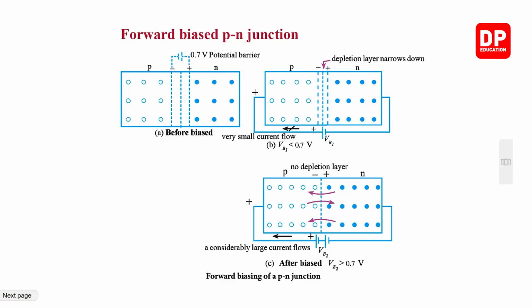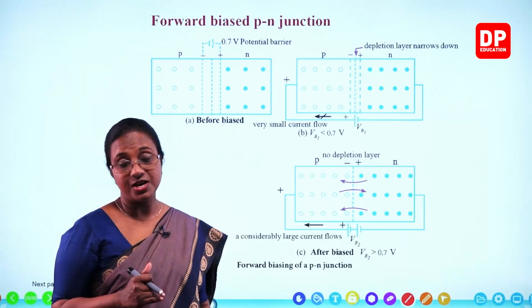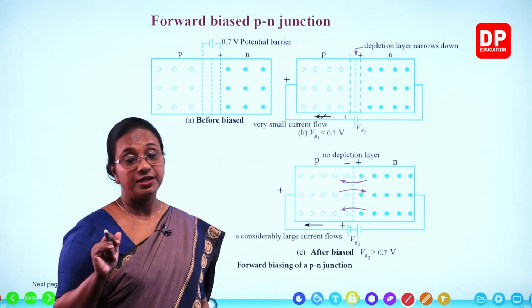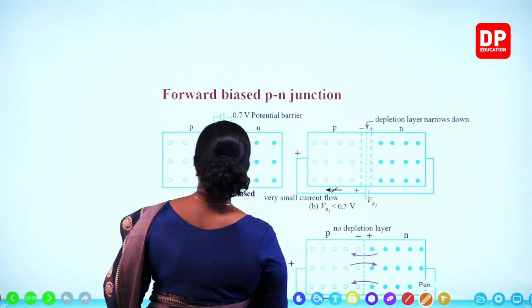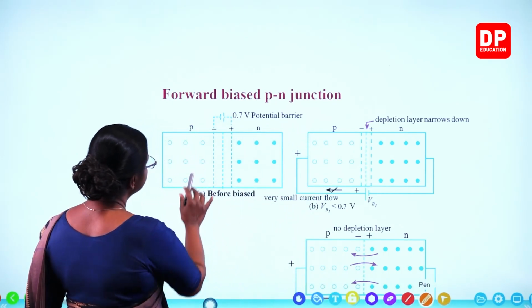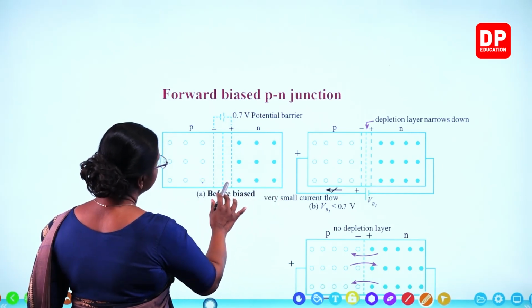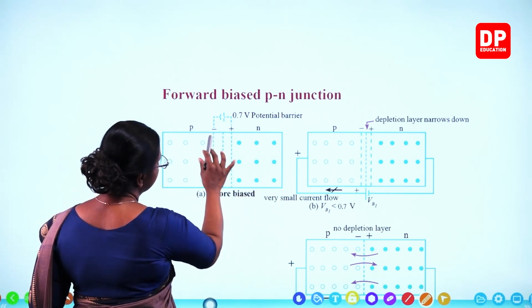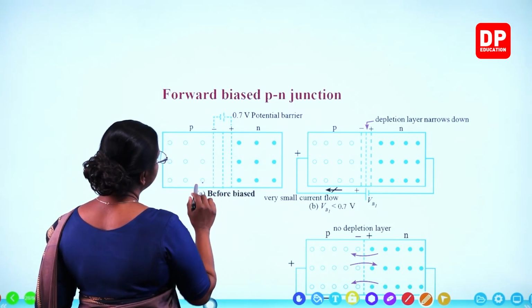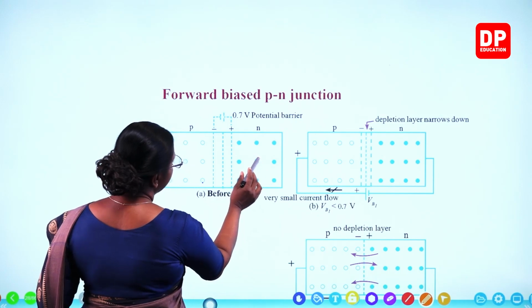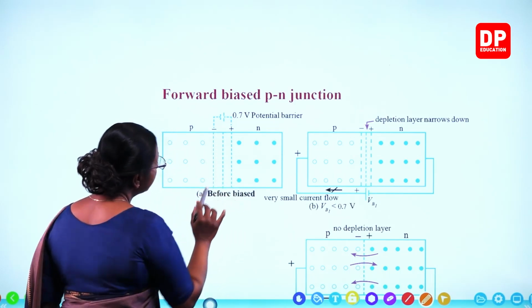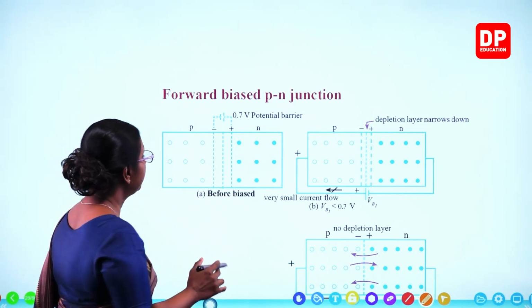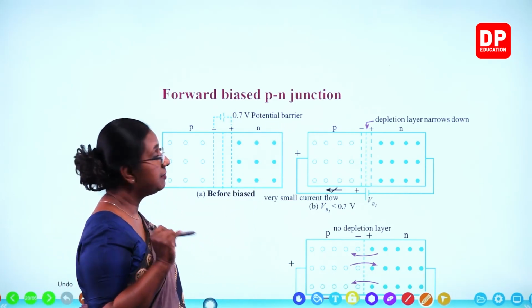Here is the forward biased PN junction. That is the second method of connecting the PN junction. If we look at the first two diagrams, before biasing you have the P region, the N region, and this is the depletion layer. Why? Because the holes diffuse to this side, electrons diffuse from there to here, and then there is a region devoid of charges. That becomes the potential barrier, that is the depletion layer.